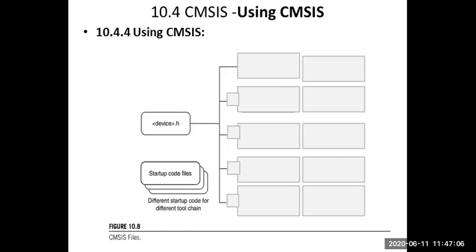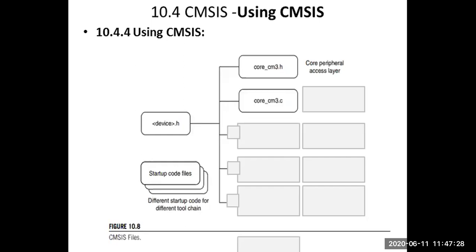Okay, it contains many files. First one is the core_cm3.h header file, core_cm3 with respect to core function. This is for the core peripheral access layer. To access the core peripheral layer, we need to use the core_cm3.h header file. Next one is we need to have a .c file.